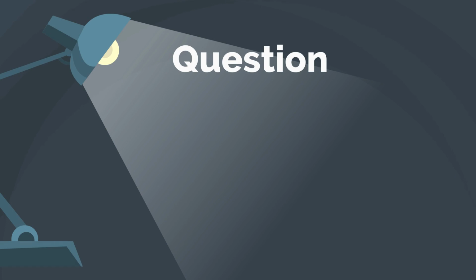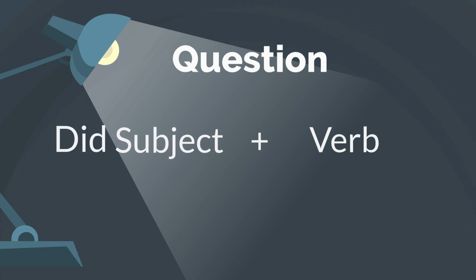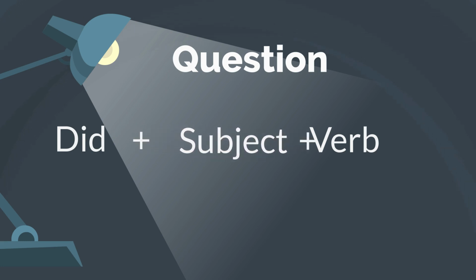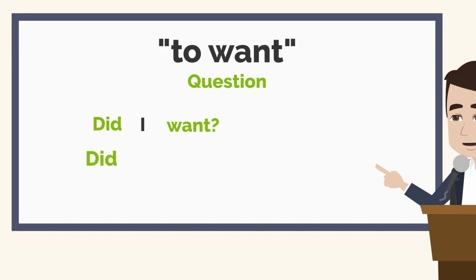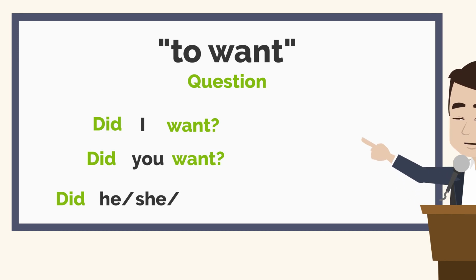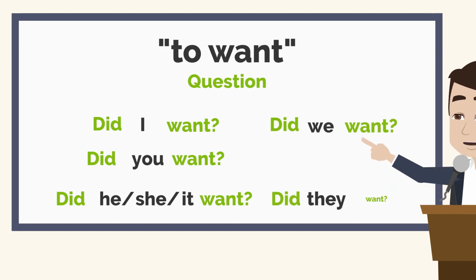In the question form, we need to switch the order. Previously, it was subject plus verb. Now, it is the auxiliary verb did plus subject plus verb. Did I want? Did you want? Did he, she, it want? Did we want? Did they want?